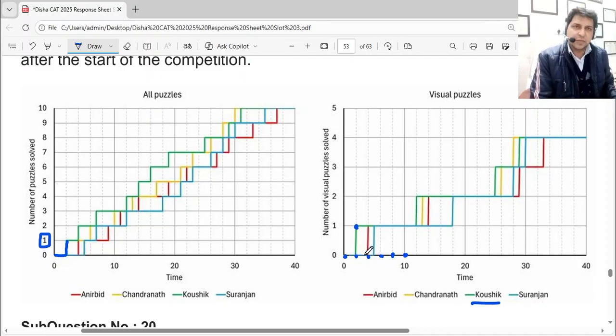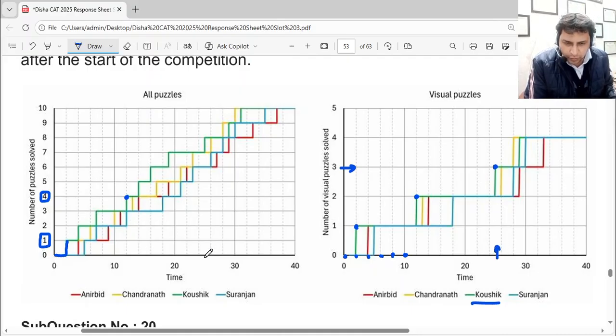Now let's just take the green one only. The second green line we can see here. So the second puzzle he solved at the end of the 12th minute. Now at the end of the 12th minute, which puzzle has green solved? It was the fourth puzzle, puzzle number 4. That means puzzle number 4 was also a visual puzzle. Now for the green, the next puzzle he solved at the end of the 25th minute. The third puzzle, 25th minute.